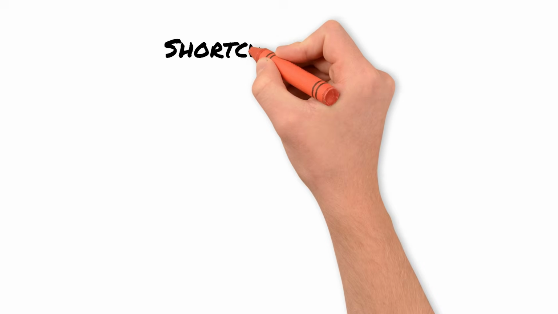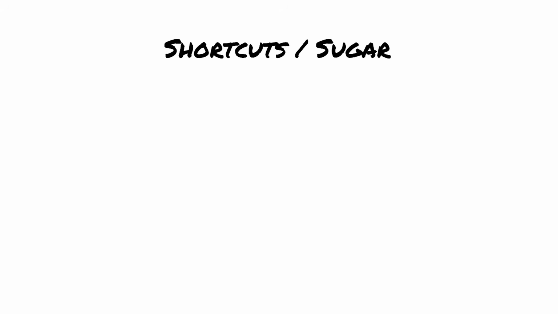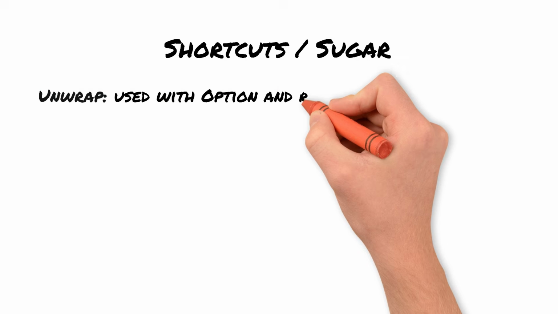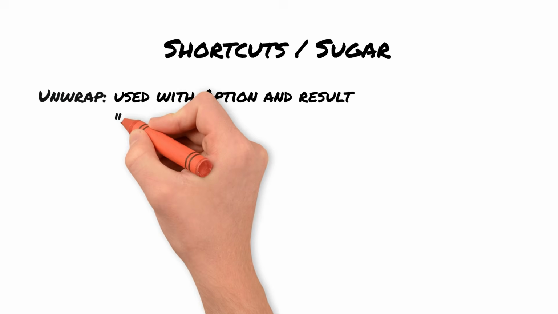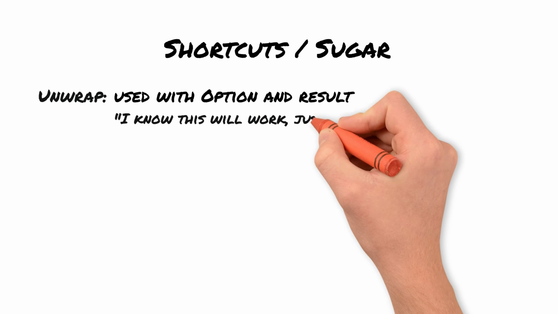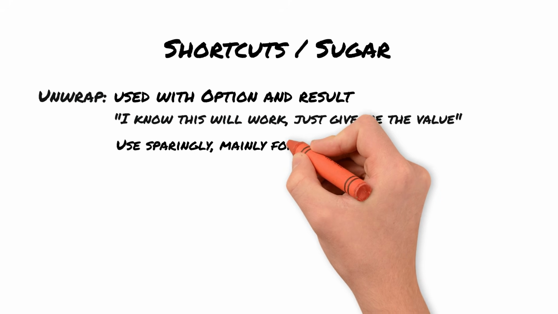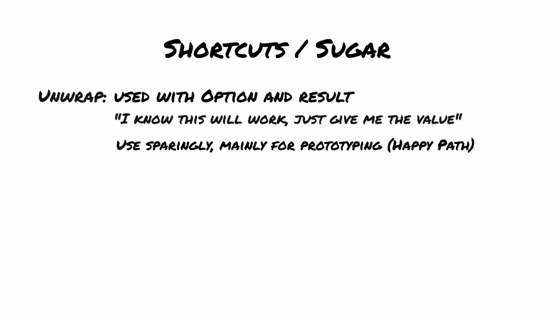Let's talk about some shortcuts and syntactic sugar. Unwrap is used with option and result to extract the value and not handle none or errors. In other words, I know this will work, just give me the value. Use it sparingly and mainly for prototyping because you're assuming you're always on the happy path.